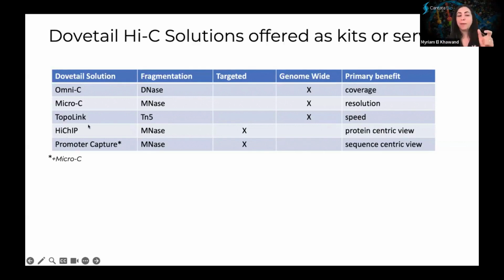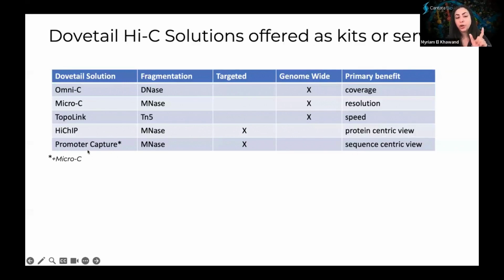So you're able to complete your sample to library prep in a single day. Hi-ChIP and promoter capture, these are the targeted workflows. They both use MNase to digest the chromatin. And as I mentioned, they're targeted. The difference between Hi-ChIP and promoter capture is what is your viewpoint into those interactions? Do you want to anchor your viewpoints into a protein that you're interested in, or do you want to anchor those interactions with a DNA sequence that you're interested in?